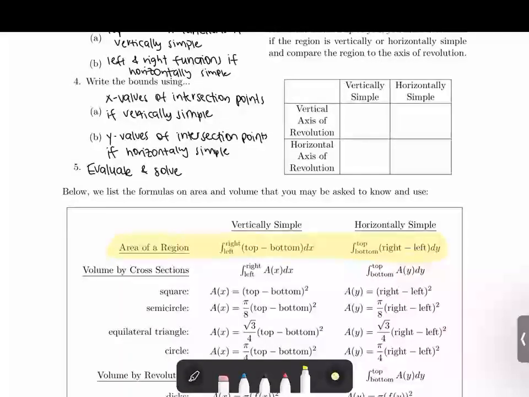So really determining horizontally and vertically simple is using the graph to determine which ones I subtract first. Do I subtract top minus bottom in my integrand and then right minus left in my bounds, or is it vice versa for horizontally simple? So this is the setup for area, and the setup for area is going to inform a lot of our setup for volume.